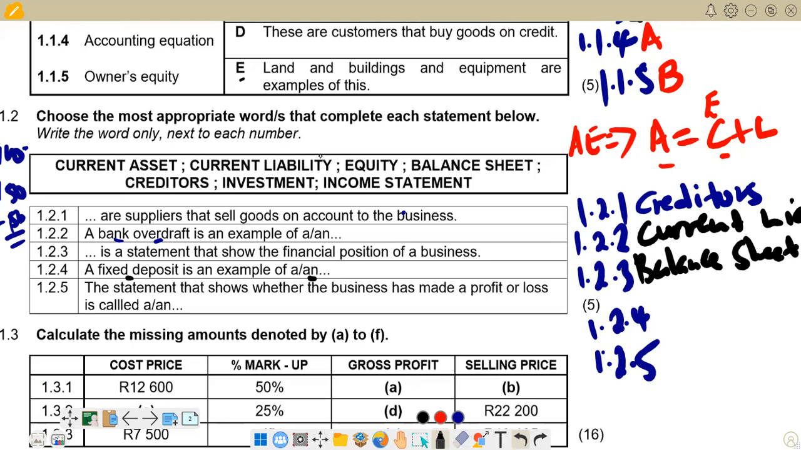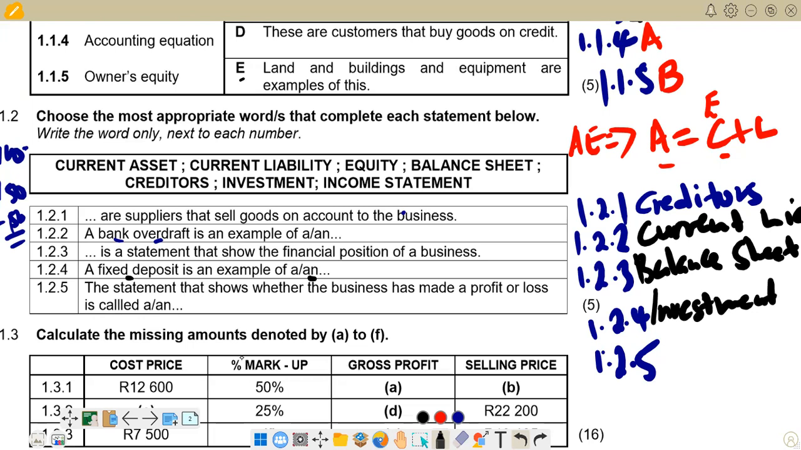So that becomes an investment. It can also be explained as an expenditure that we make today with the anticipation that we are going to have a return in the near future. So then we can call it an investment. In this case, we've got a fixed deposit. Money has been deposited in a fixed deposit account, and we're expecting that money will grow, earn interest, and increase its value. So it's an investment. So 1.2.4, we have investment. That is an appropriate answer that we can put there, investment.